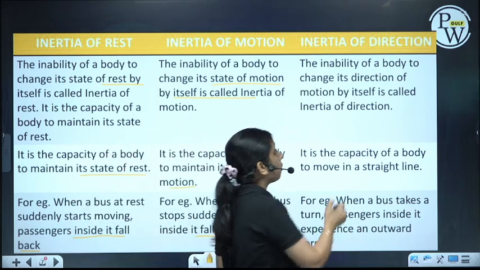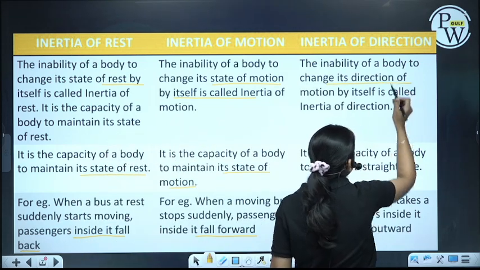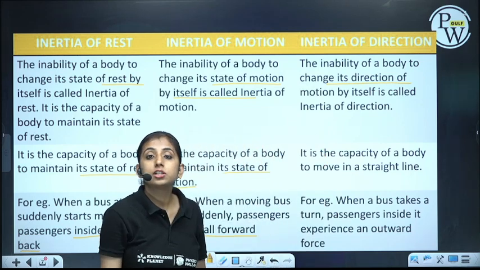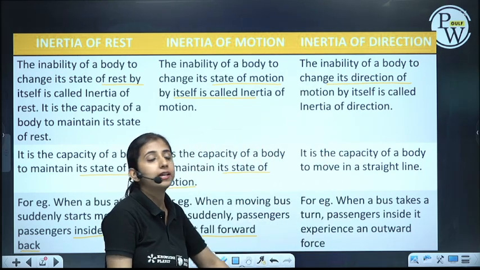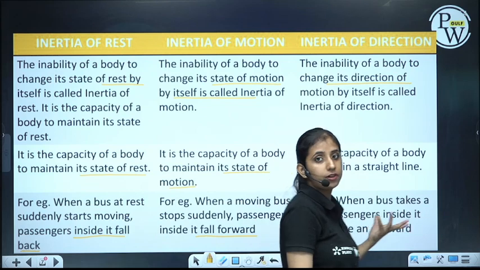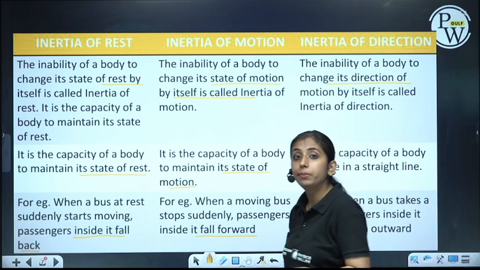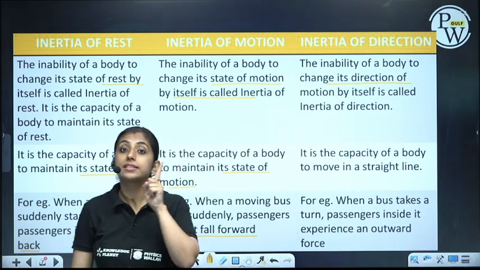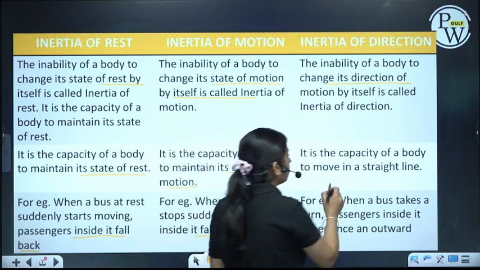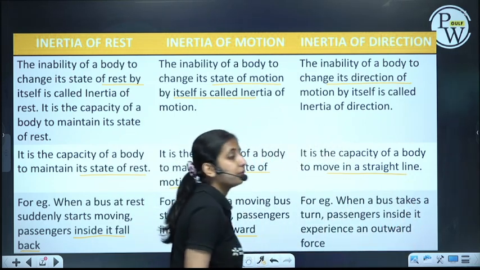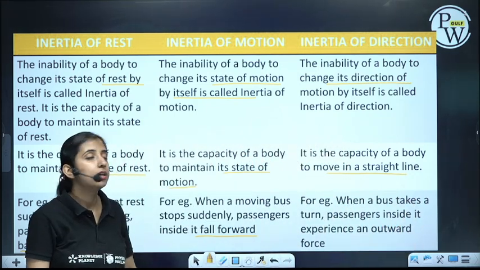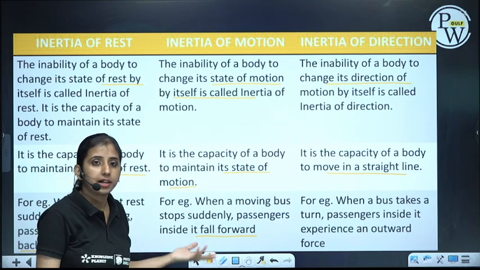Next is inertia of direction. The inability of a body to change its direction of motion by itself is called inertia of direction, or the capability of the body to move in a straight line. The capacity to move in a straight line without changing its direction is called inertia of direction.